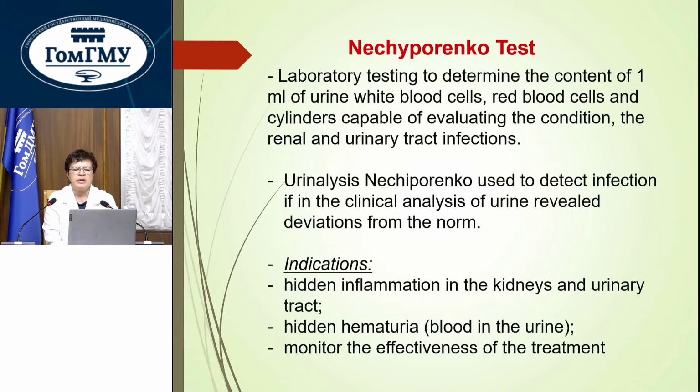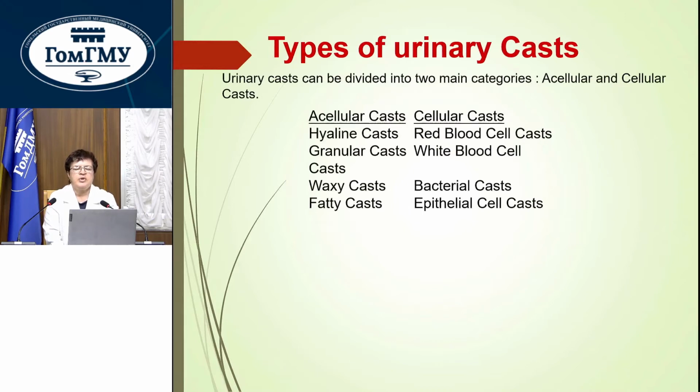Nechiporenko test, laboratory testing to determine the content in 1 milliliter of urine of white blood cells, red blood cells, and cylinders, capable of evaluating the condition of the renal and urinary tract infections. Urinalysis by Nechiporenko is used to detect infection if in the clinical analysis of urine deviations from the norm were revealed. Indications: hidden inflammation of the kidney and urinary tract, hidden hematuria, blood in the urine, monitor the effectiveness of the treatment. Types of urinary casts.